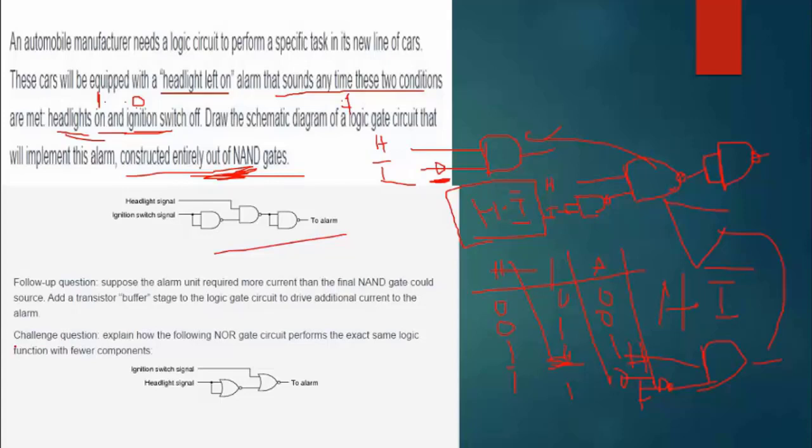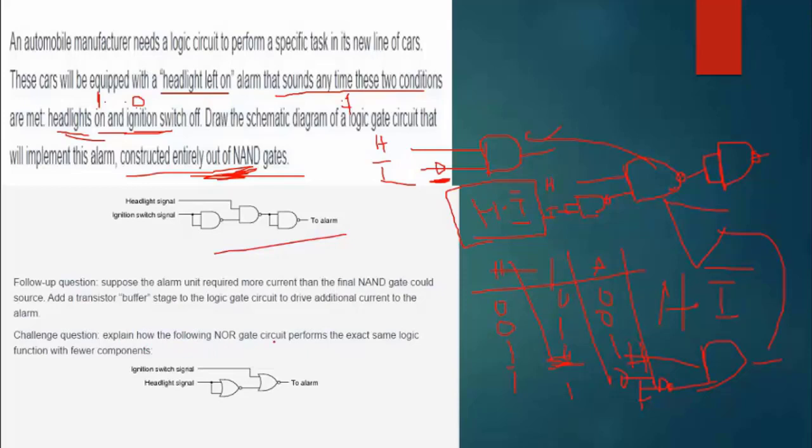So you can challenge yourself again. Follow up question. Suppose the alarm unit required more current than the final NAND gate could source. Add a transistor buffer stage to the logic circuit to drive additional current to the alarm. Challenge question.